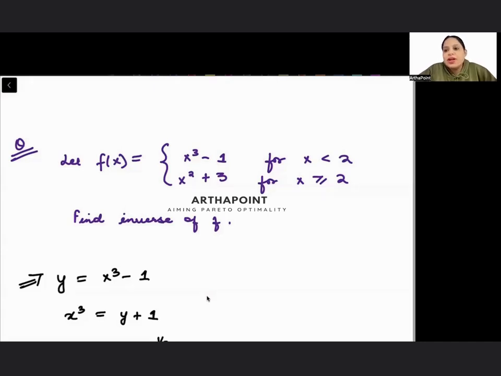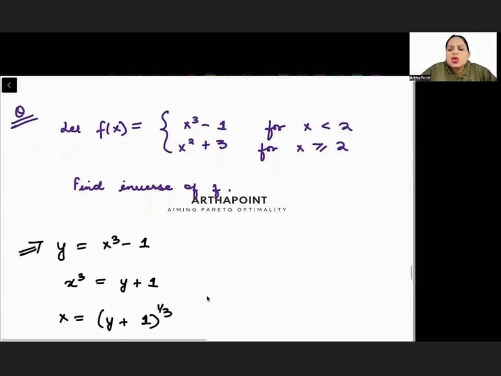Hello, beta. Let us look at another question today, and this is related to finding the inverse of a function. The question is very interesting. Why? Because you are given a breakage. A function is defined when x is less than 2 and another function is defined when x is greater than or equal to 2, and you need to find the inverse of this function. So let's see how to go about solving this question.